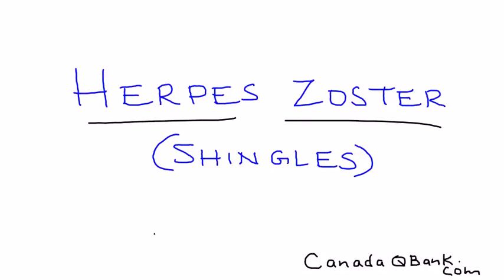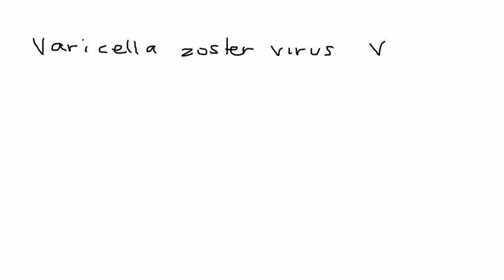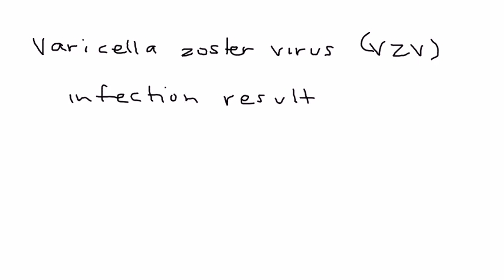Herpes zoster, also known as shingles, is the topic. And what's important to understand is that you have a virus known as varicella zoster, and that virus, that I will abbreviate VZV, is the cause of chickenpox, and that's in its acute phase.